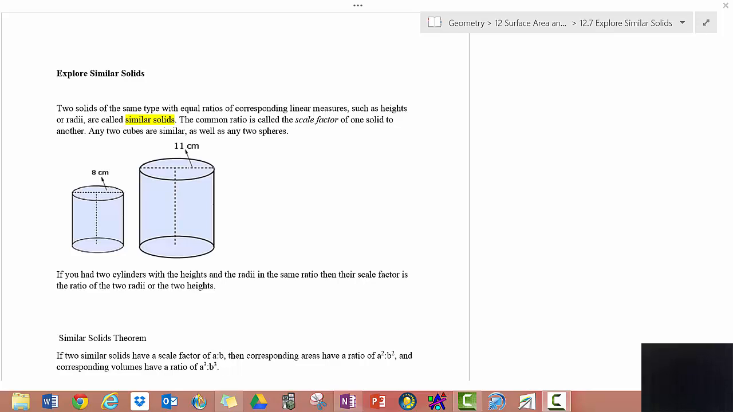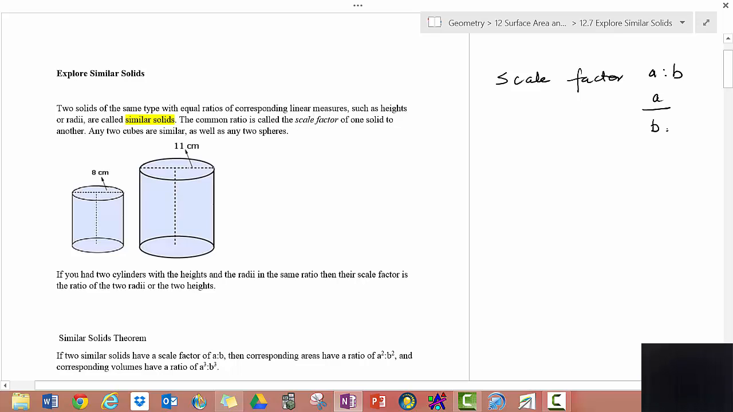Two solids of the same type, so when we say same type we mean, are they both cylinders, are they both spheres, are they both pyramids? Two solids of the same type with equal ratios of corresponding linear measures such as heights or radii are called similar solids. And the common ratio is called the scale factor. You may or may not recall that we call the scale factor A to B or A over B.